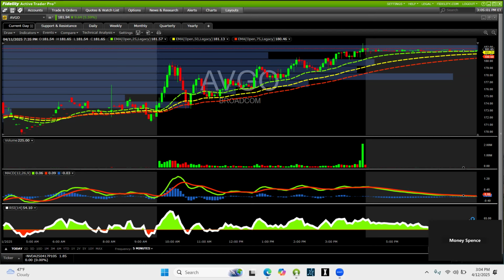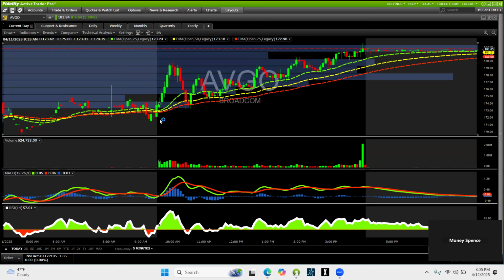Today's illustration is going to be based off of AVGO. So the EMAs that I have on my chart, it's the 25, 50, and the 75 EMA. The 25 EMA, that's the short-term trend. The 50 EMA, that's the mid-term trend. And the 75 EMA, that's our long-term trend.